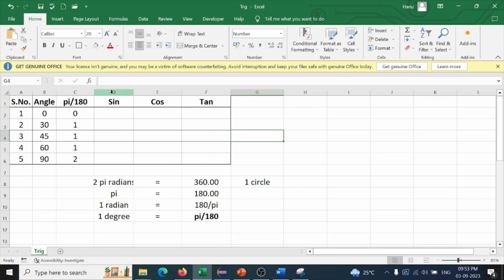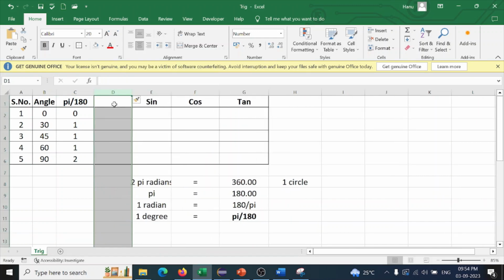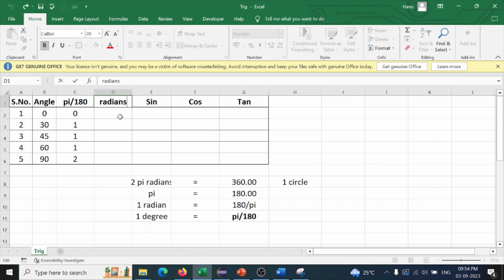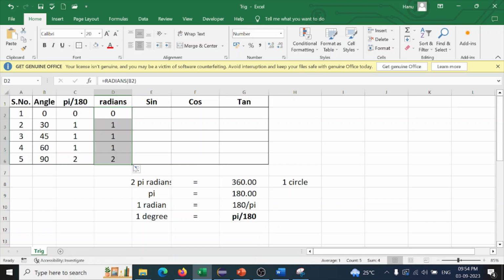Now let me insert one more column and use the Excel formula. We have multiplied with pi by 180 using our mathematics formula, that 1 degree is equal to pi by 180 radians. Now for conversion into radians, let us directly use Excel: equal to RADIANS, tab, bracket open, put the angle, close the bracket, enter. Now let me drag this, and we got the same. So we can directly use Excel to convert the degree or angle into radians.